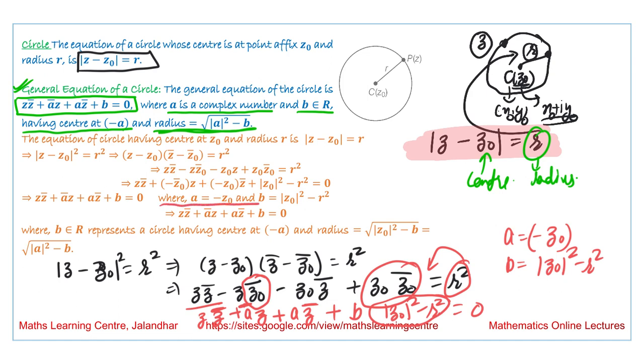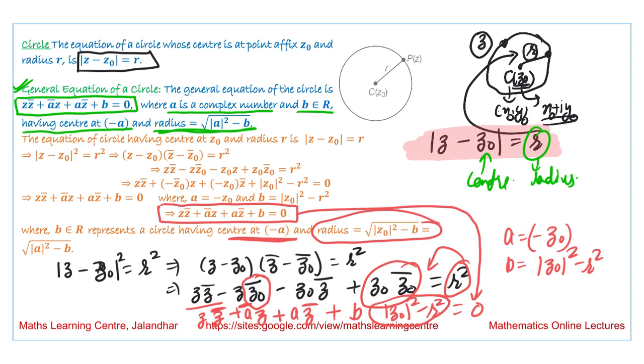So this is the general form of the circle that we obtain in this way, where the center of the circle is represented by the complex number minus a, and the radius of the circle is given by square root of mod of z naught square minus b, or we write it as square root of mod of a square minus b. So this is the general equation of the circle.